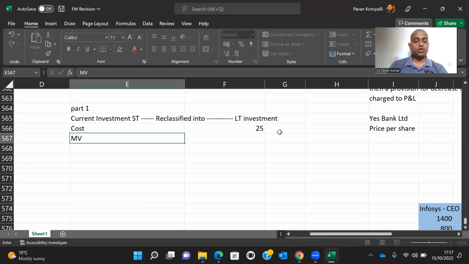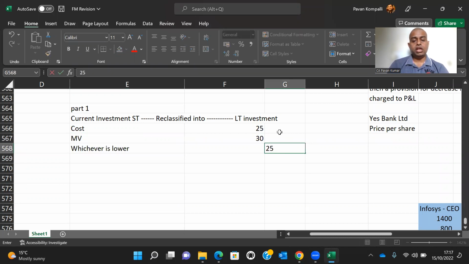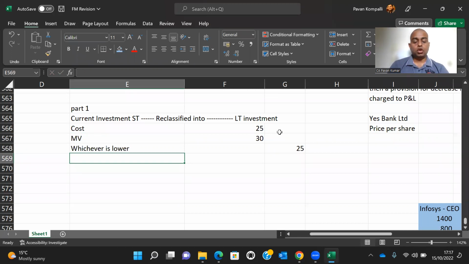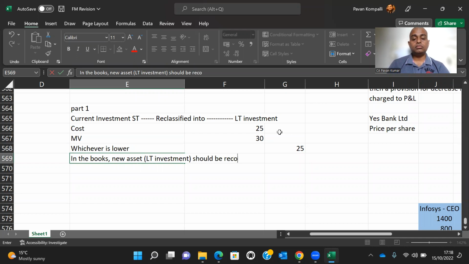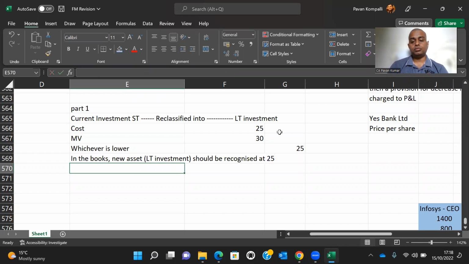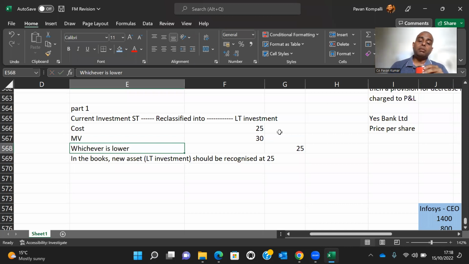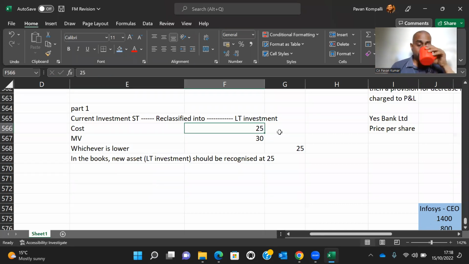30. Market value is 30. Now you tell me, whichever is lower or higher. Whichever is lower. Take 25. So in the books, new asset. What is new asset? Long-term investment. Should be recognized at 25. In the books, new asset should be recognized at 25. So in your books already, this cost is 25.